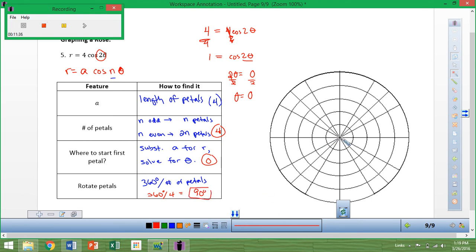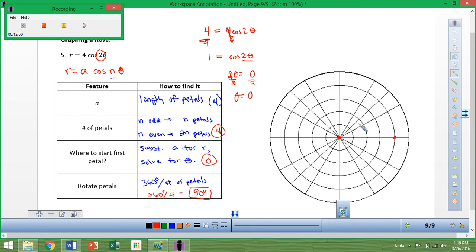Okay, so I'm going to start. I'm always going to put a point there because it's going to be centered there at the pole. I want to start at the angle 0, which is just straight out to the right. The petals have length 4, so I'm just going to go out 1, 2, 3, 4. And then I have another petal every 90 degrees.